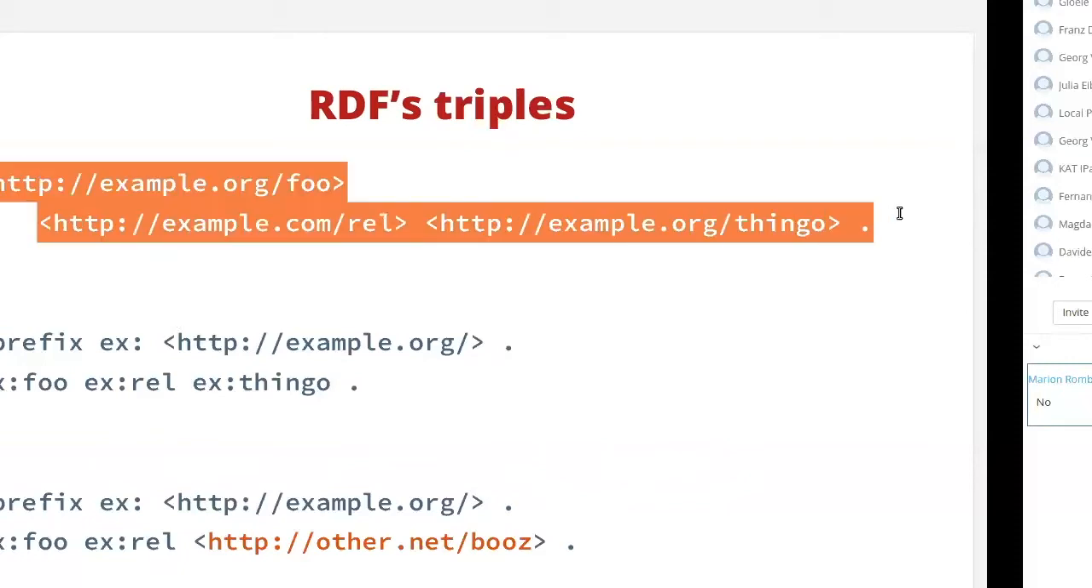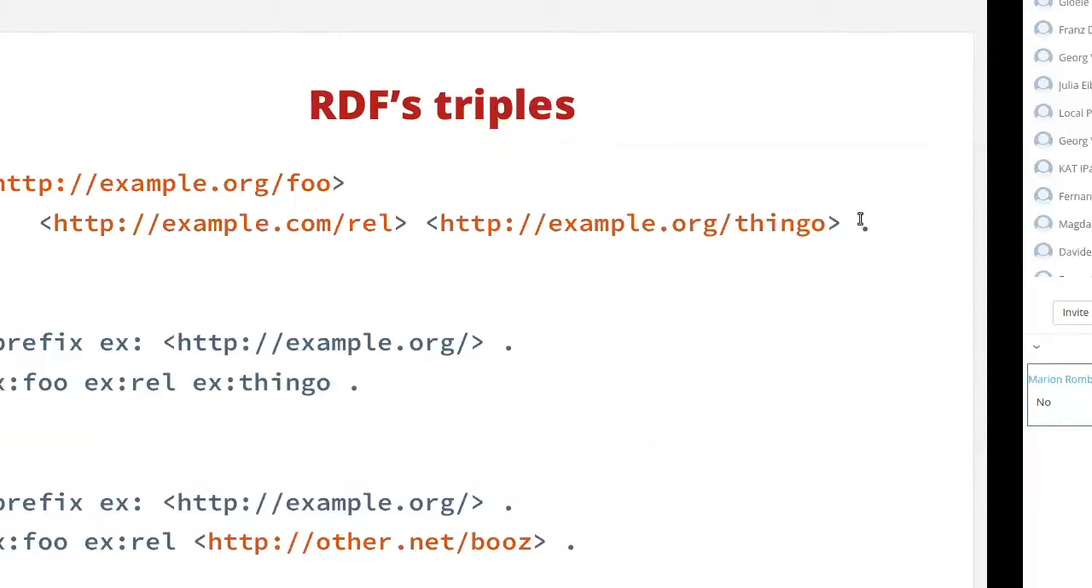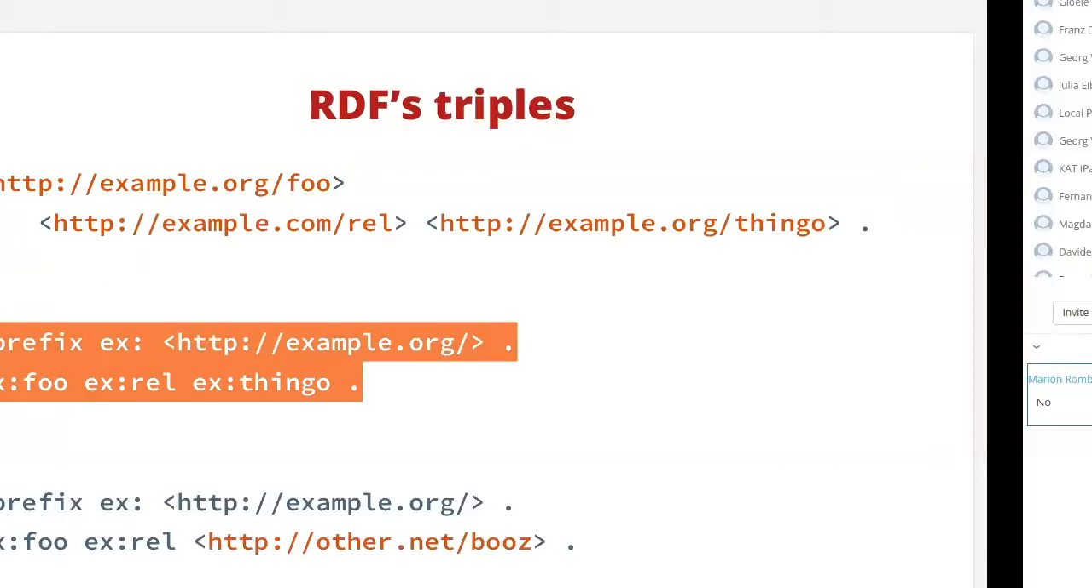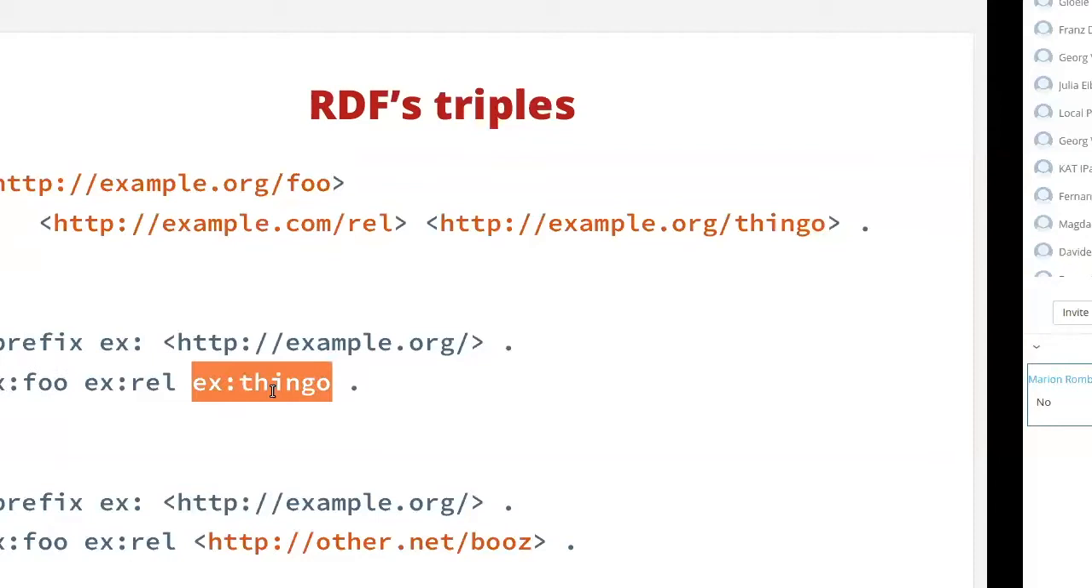Because writing assertions in this way is extremely boring and repetitive, there are other syntaxes. For example, this is the N3 syntax that allows you to say, okay, whenever I write, for example, EX, I mean this thing. So HTTP blah, blah, blah, /foo can be simplified into EX:foo. So this first line and these two lines say exactly the same thing, that foo is in a relationship with Thingo, and the relationship is a rel relationship. But remember that you can mix and match all these things. So you can say that foo is in a relationship with this arbitrary remote resource called booz that is hosted somewhere else.